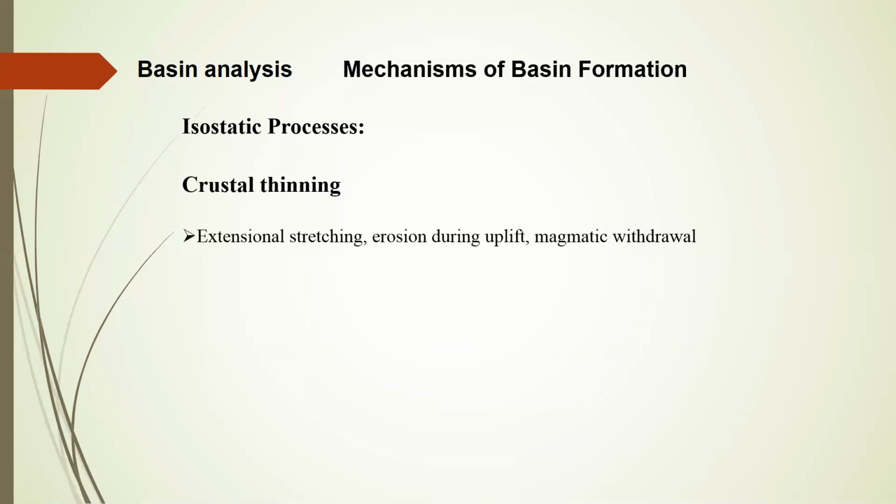Crustal thinning starts by the extension or stretching. So in which plate boundary does crustal thinning start? Divergent. Yes, very right, divergent boundaries. So can we say that erosion is also a type of crustal thinning? Yes, sir. Yes, very right.